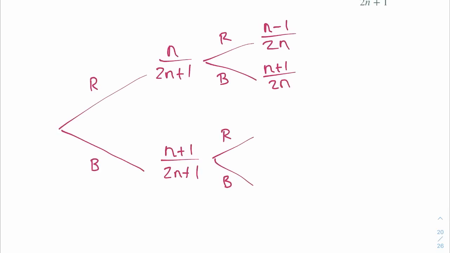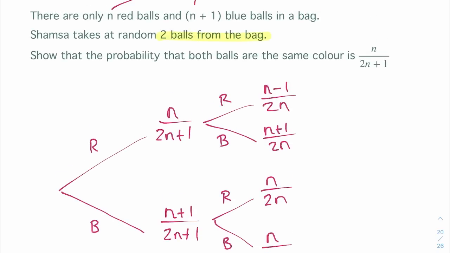If we took a blue ball out, the blue would go down on the numerator, so that 1 will disappear, it will just be n, and the denominator will be the same as above, 2n. The red numerator would stay the same, it was n before, so it stays as n, and the denominator again is going to be 2n. So there is our probability tree constructed.